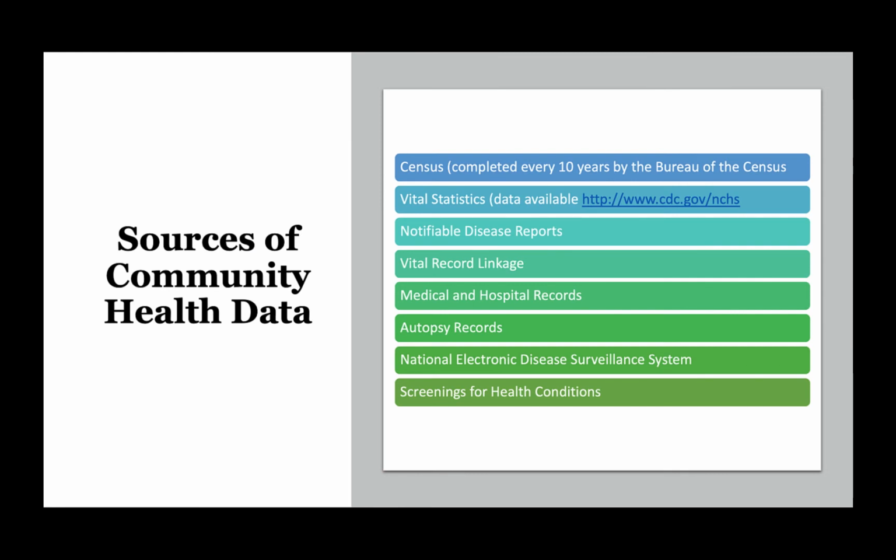Sources of community health data. As you begin to assess your population, these are some health records you'll be able to collect on your population. So the census is a great one. Vital statistics, I have the link here, but of course you can see this on the course. This will help you to get more data on your selected population. Notifiable disease reports, these things are all located on the web. The vital record linkage, medical and hospital records, now of course that's specific and that's private, autopsy records, National Electronic Disease Surveillance System, and screenings for health conditions.